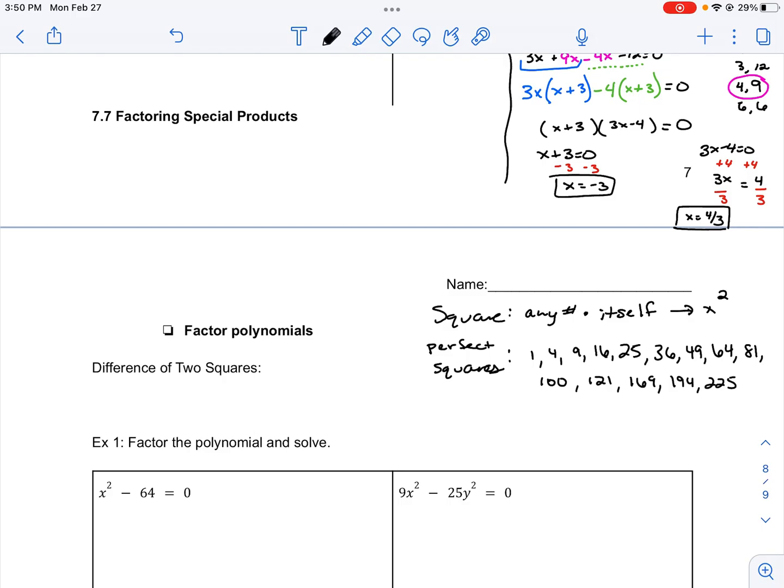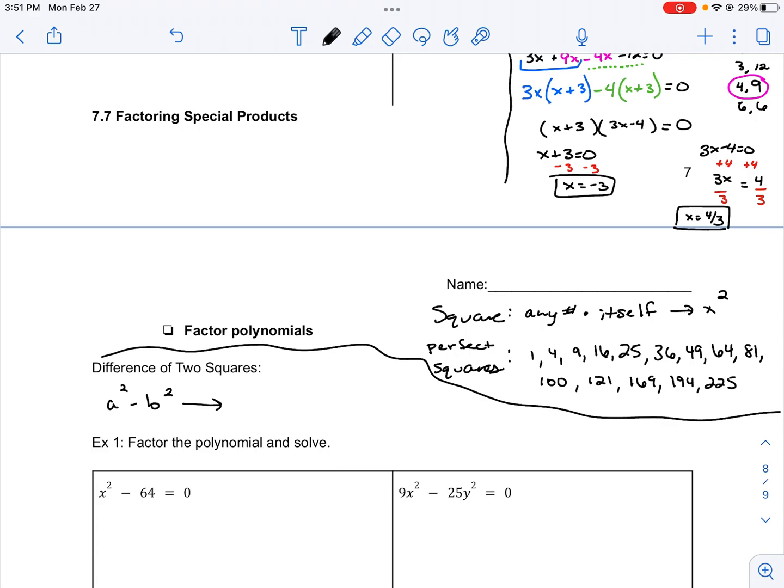So difference of two squares. Sorry, this was kind of a side note here that you might need this information to help with this. So difference of two squares is a squared minus b squared. What we're saying is that if you see only two terms, everything that we've done so far has been 3. So just a helpful hint on this one. If it's 2 terms, it's going to be a minus b, a plus b. Okay.